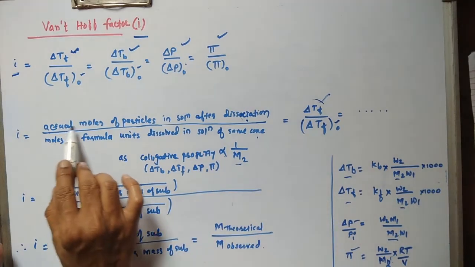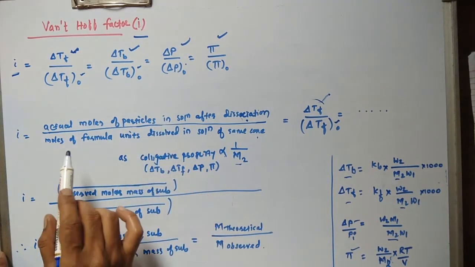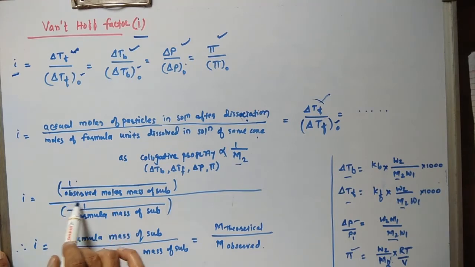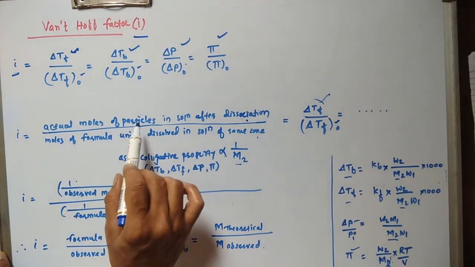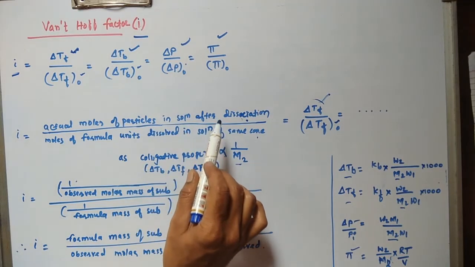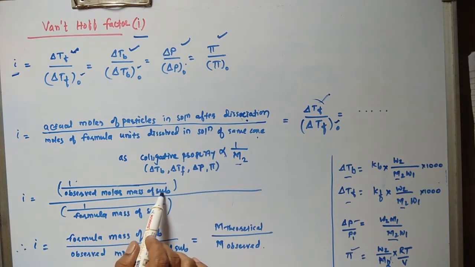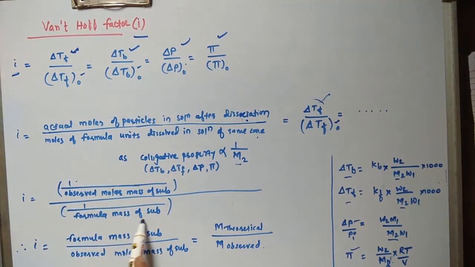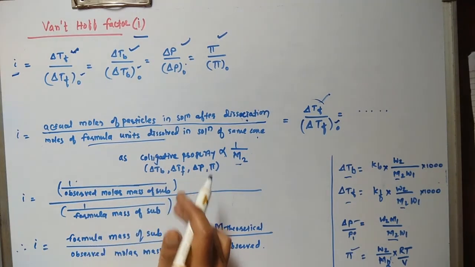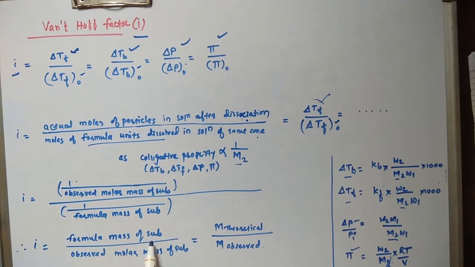That's why we can write here for the numerator 1 upon observed molar mass of substance, because the molar mass depends upon the number of particles in the solution. So observed molar mass of a substance divided by, for this, 1 upon formula mass of a substance, because the formula unit is dissolved in it. So after rearrangement, this becomes formula mass of a substance divided by observed molar mass of a substance.